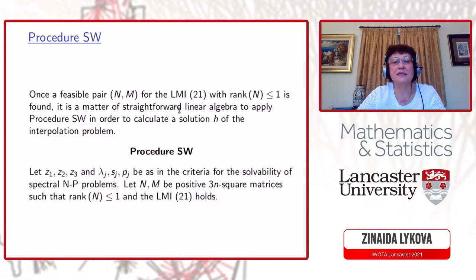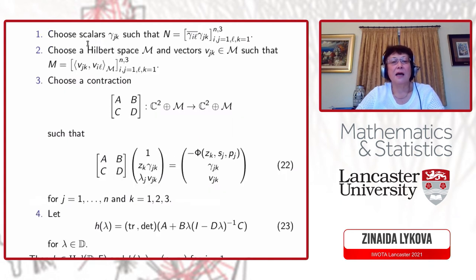then we can use straightforward linear algebra to apply here, the Southwest procedure, as we called it in our paper, in order to calculate H, which will be a rational analytic function from the disk to gamma, and which will give us a solution. So suppose we have such N and M, and because N is rank 1, we can find the gamma JK here, scalars.